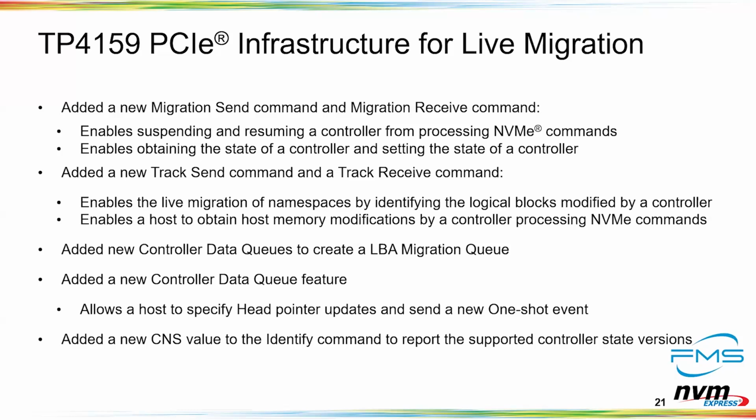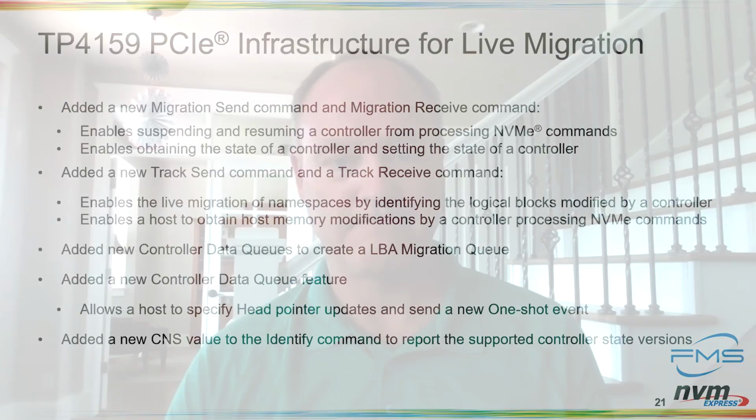To support the LBA changes, we've added a new queue called the controller data queue, and there is a new controller data queue command to create that LBA migration queue. And then there's a feature with that to be able to deal with the head pointer changes and to provide a new one-shot event that says, hey, this event happened, I'm going to tell you about it, and then I'm going to forget about it, so there's no history remaining in the controller. And we have a new CNS value to identify the supported controller states.